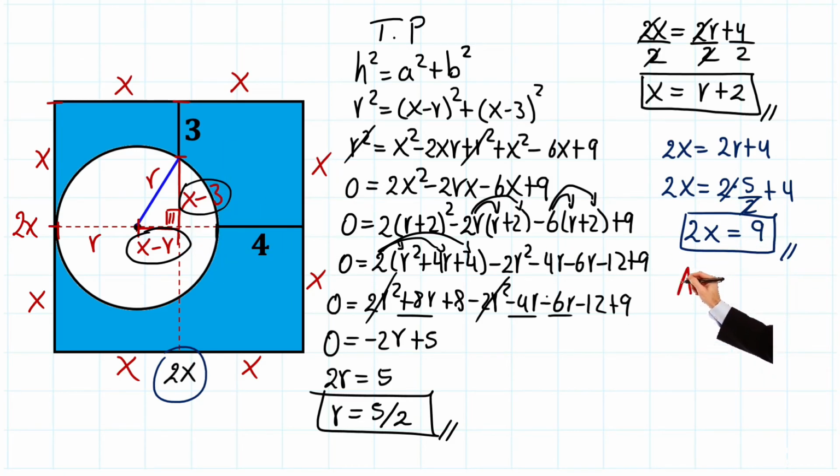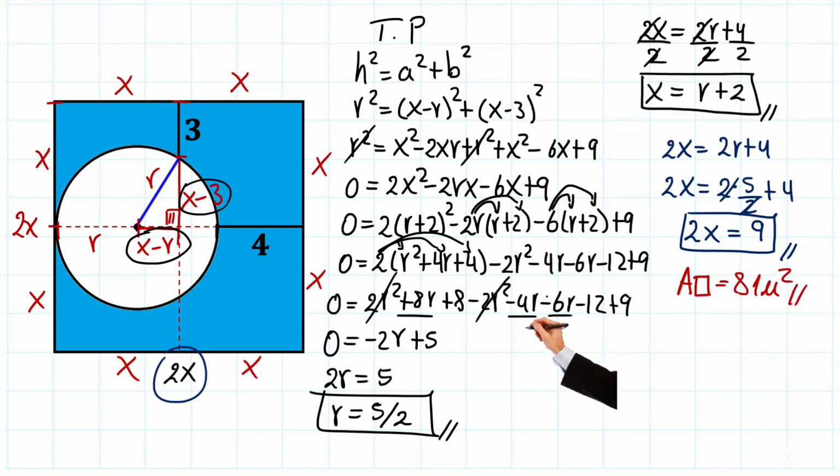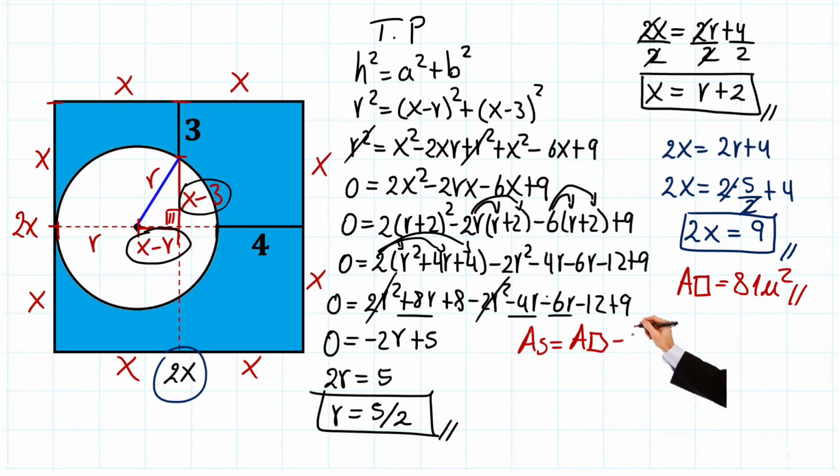Therefore, the area of the square will be equal, but which square? No, the area of the square will be equal to side by side. That is 9 by 9, which gives us 81 square units is the area of the square. Let's put here that the shaded area is equal to the area of the square minus the area of the circle.